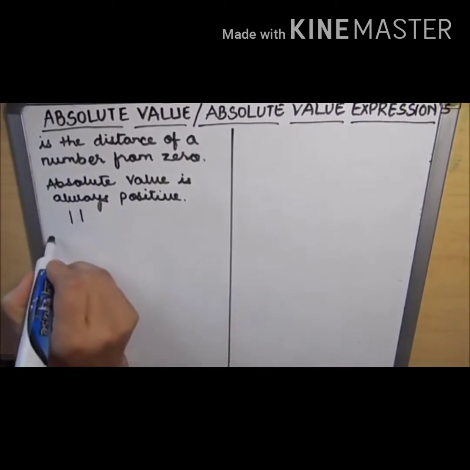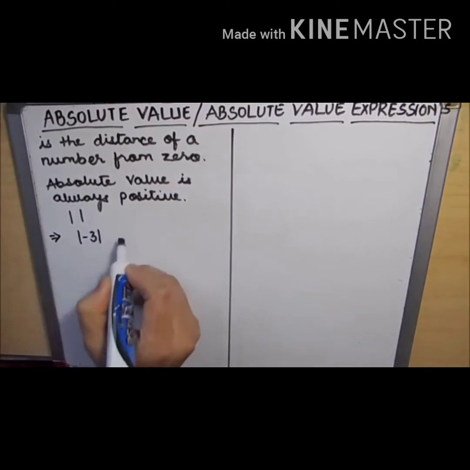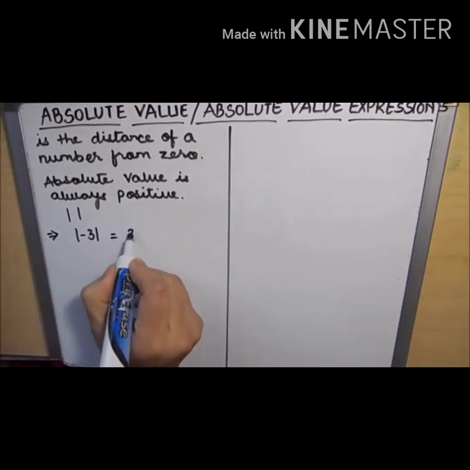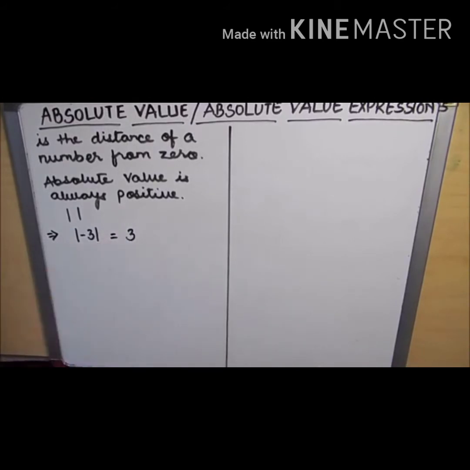If we have to find the absolute value of -3, it is going to be +3 because the absolute value symbol makes the number positive. Also, the absolute value of +3, or 3, is also 3. So the absolute value of any number is always positive. Similarly, the absolute value of -5 is +5.